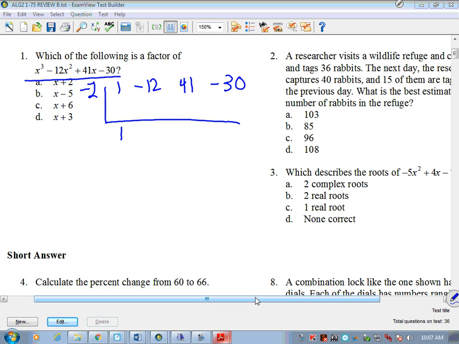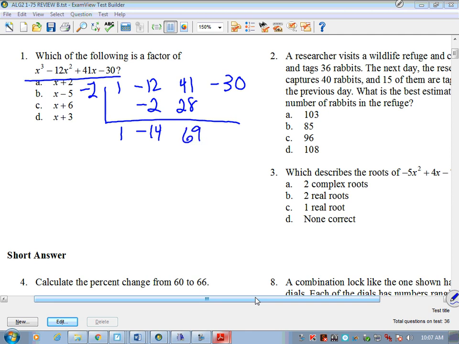Multiply by 1 and negative 2, so negative 2 times 1 is negative 2. Where do I put that negative 2? Under the negative 12. What do I do with the negative 12 and the negative 2? Add them. What do I get? Negative 14. What's negative 2 times negative 14? 28. All right, so I'm going to add those things together. I should get, what, 69?